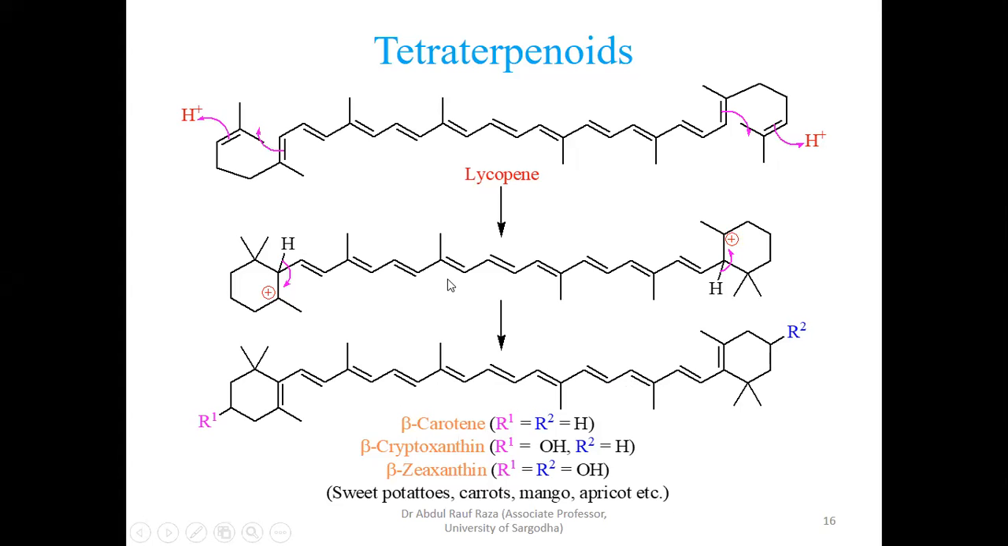Lycopene has a larger double bond conjugation, so it has a higher chromophore value. 11 double bonds are in conjugation. Here 9 are in conjugation and the last 2 terminal ones in the ring are subtracted from the base value, right? So it is basically less than this one. So this is the reason it exists in orange color.